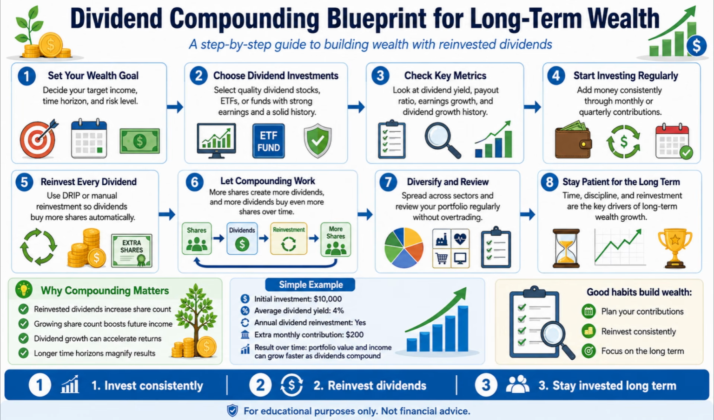For example, imagine starting with $10,000, earning an average dividend yield of 4%, reinvesting every dividend, and contributing an additional $200 each month. Over time, the combination of new contributions and reinvested dividends may help the portfolio and its income grow more efficiently. Therefore, remember the three main habits: invest consistently, reinvest dividends, and stay invested for the long term.